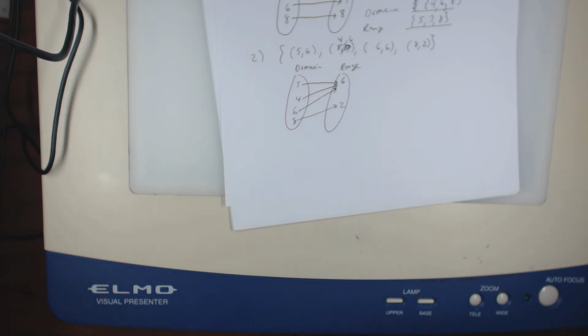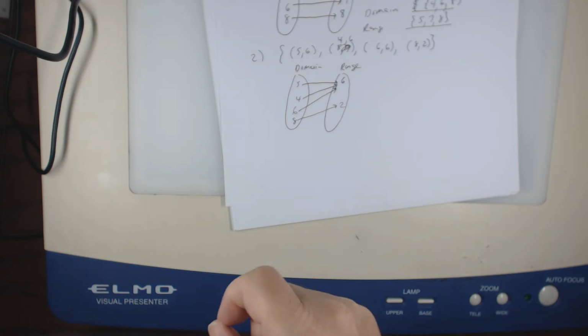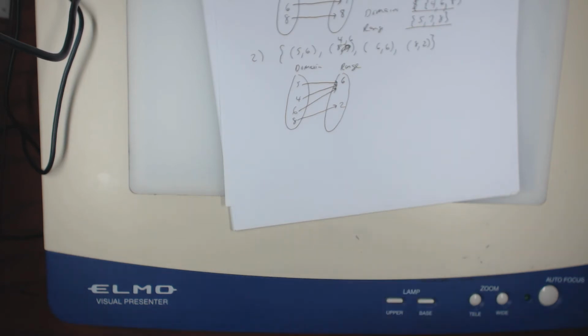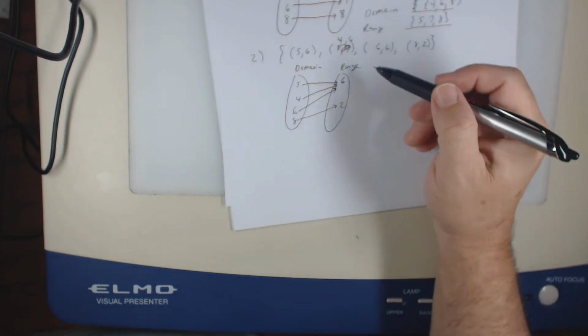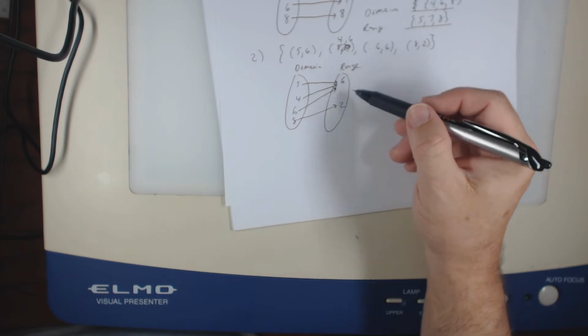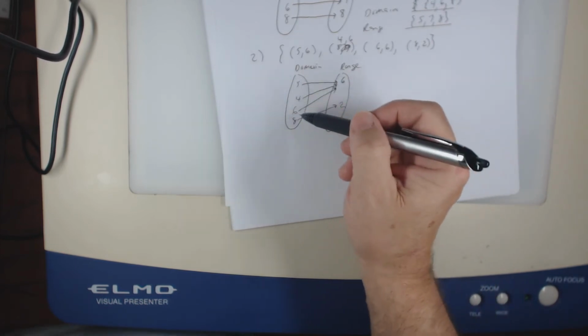All right, you got to remember the definition of function. For each x coordinate, there's exactly one y coordinate. So in other words, when x is 5, is there only one y coordinate assigned to 5? Yes. It is six. When x is 4, is there only one y coordinate assigned to it? Yes. It is six. When x is 6, is there only one? Yes. It is six. When x is 8, is there only one? Yes. It is two.